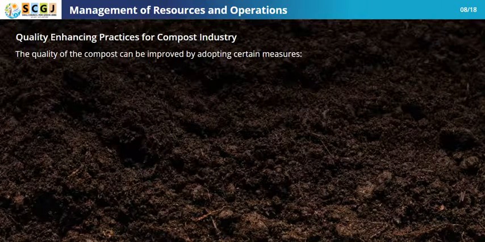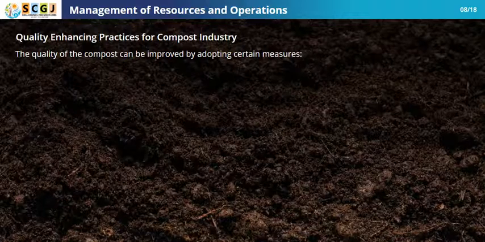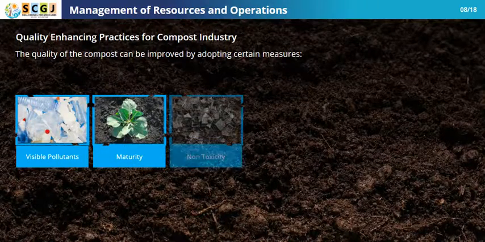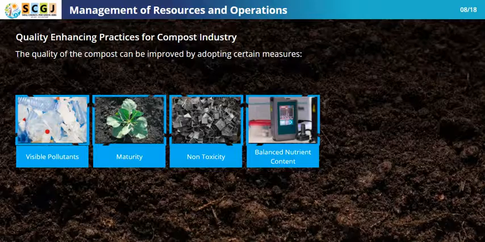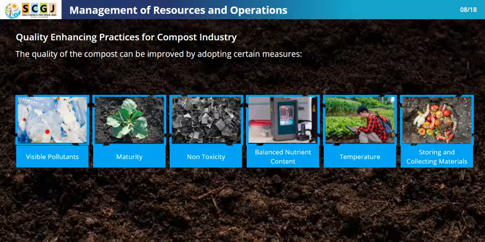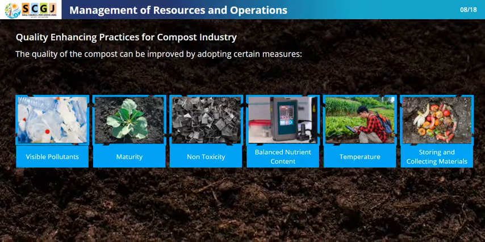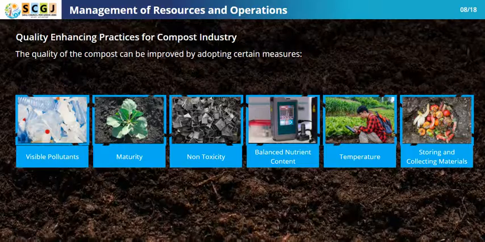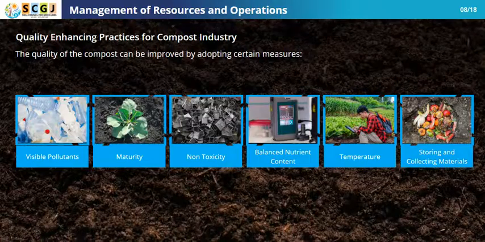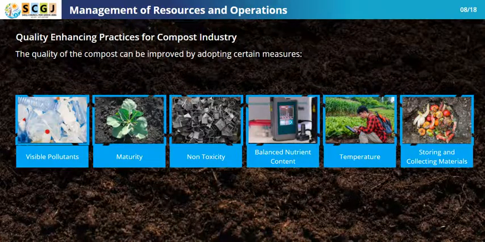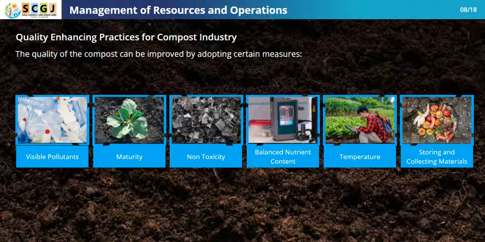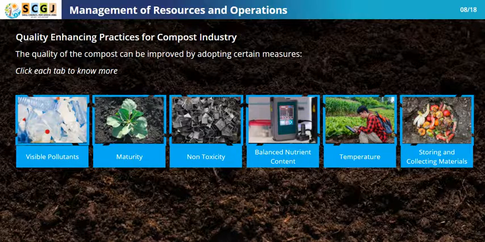The quality of the compost depends upon the quality of the incoming waste that is to be composted. An effective separation of the waste in the initial stages of the process is helpful in controlling the quality of the compost. Another crucial factor is to control the process. It includes maintaining the optimum temperature and the moisture content, and its benefit in controlling the growth of plants. The quality of the compost can be improved by adopting certain measures. Click each tab to know more.